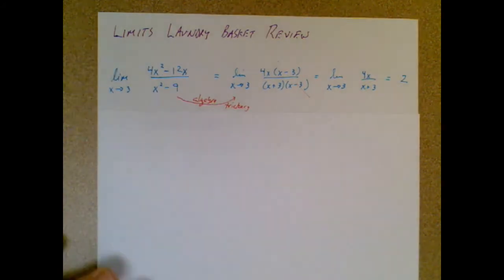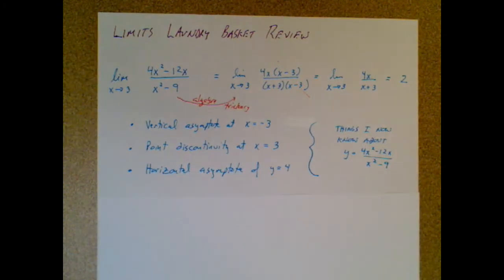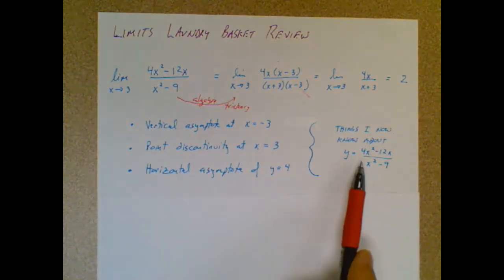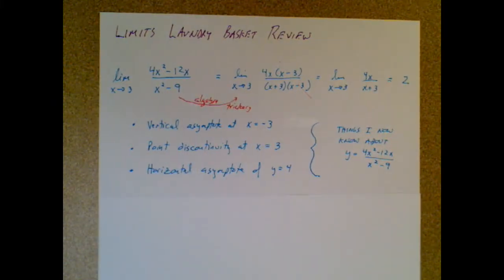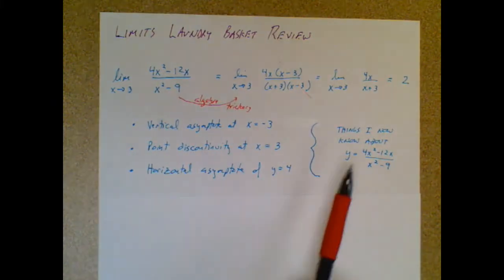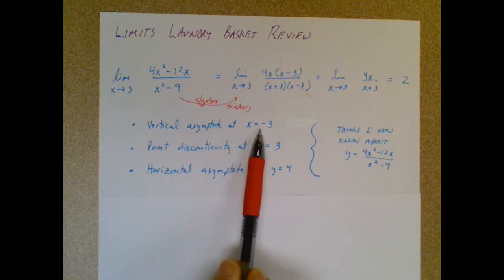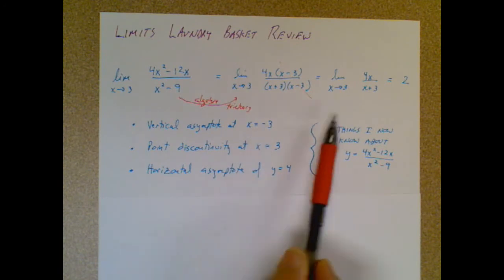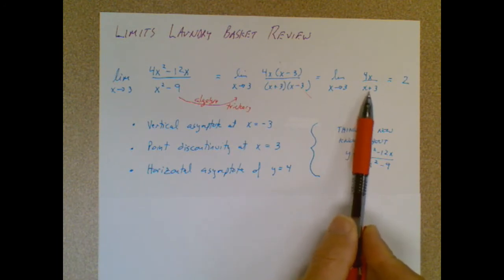So now branching off of that, I want to talk about this equation, which is the star of the show. And there's 3 things I know about this equation by this one little exercise. First of all, I know there's a vertical asymptote at x equals -3 because my final result after factoring and reducing had a -3 that is going to blow up that denominator.